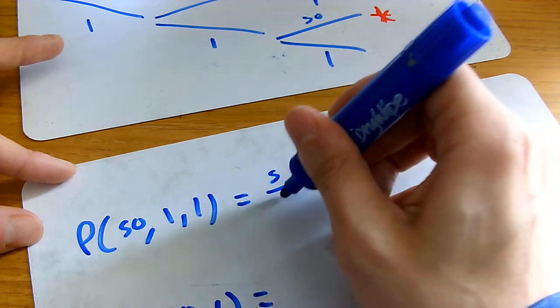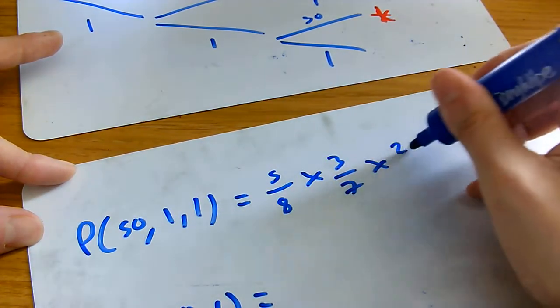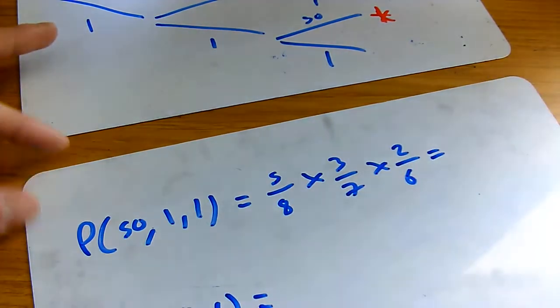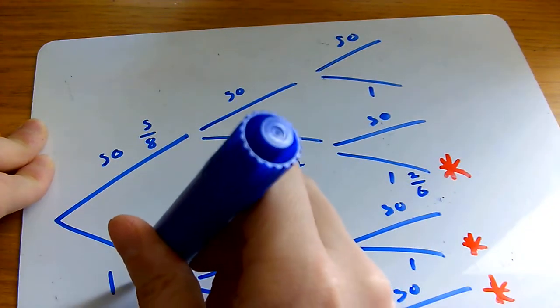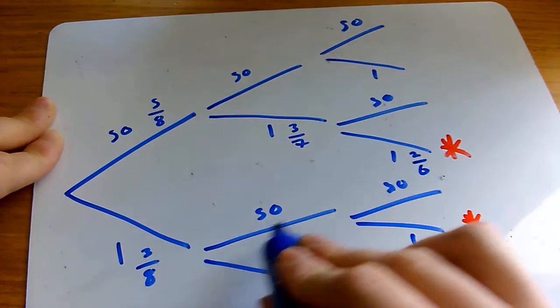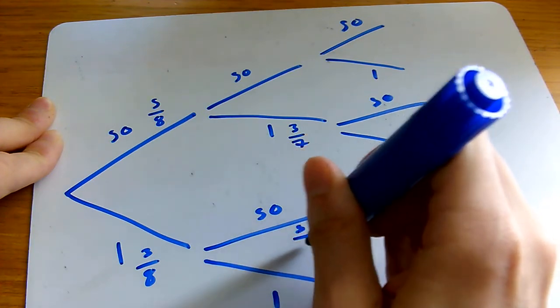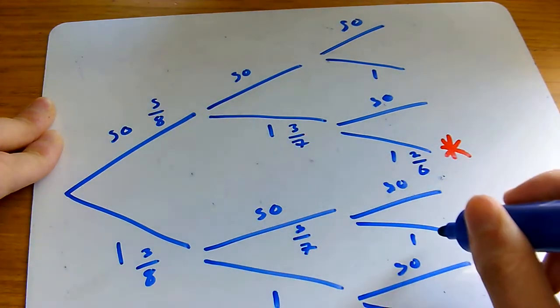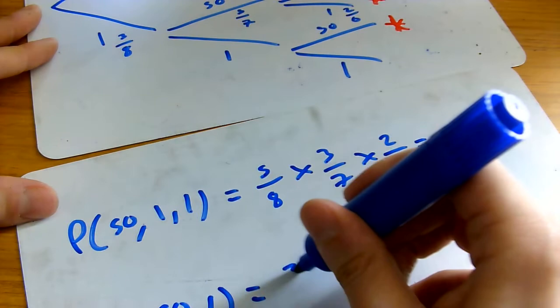So my calculation is going to be 5/8 multiplied by 3/7 multiplied by 2/6, and I'll work this out in a second. Next one is £1, 50 and 1. So the chance of getting a pound initially is 3 out of 8. If she's taken a pound out, getting a 50 next is going to be 5 out of 7. And then going back for another pound there is going to be 2 out of 6.